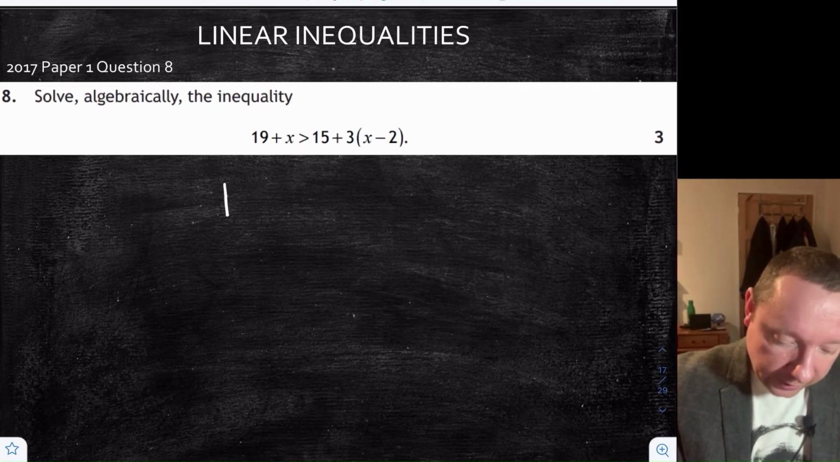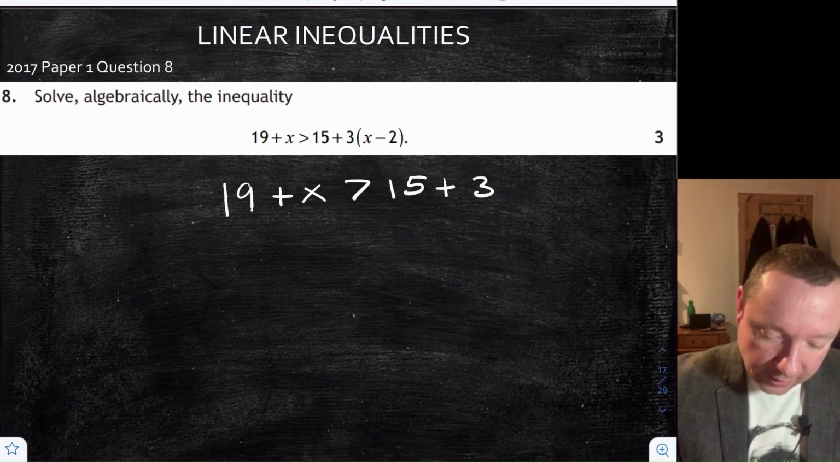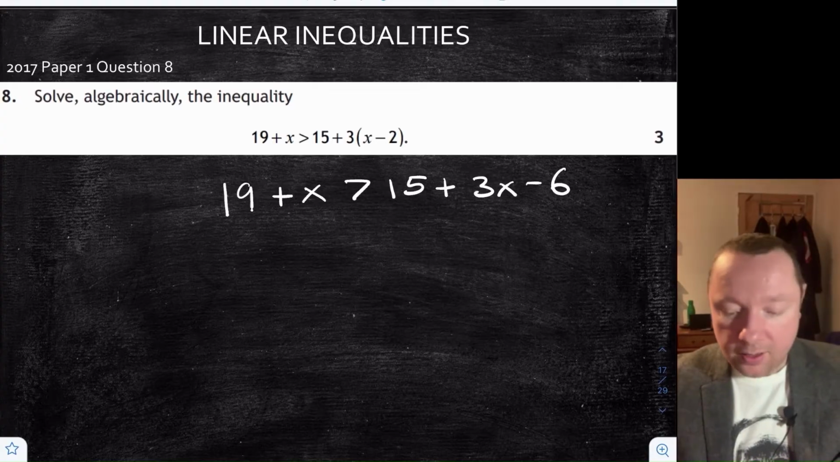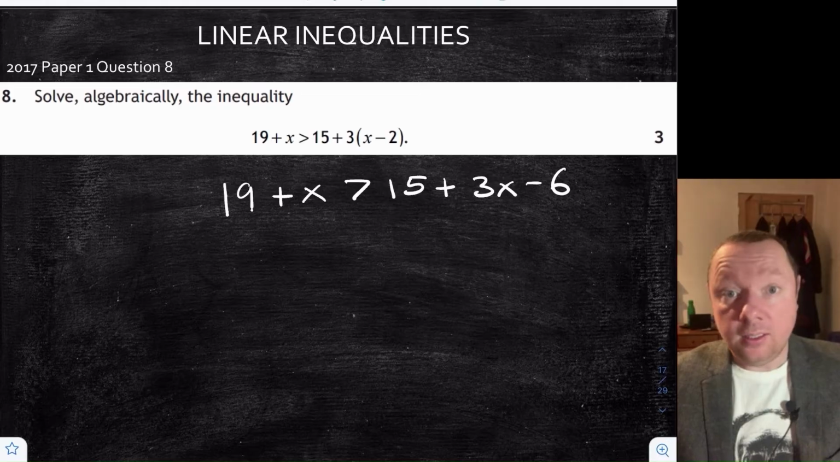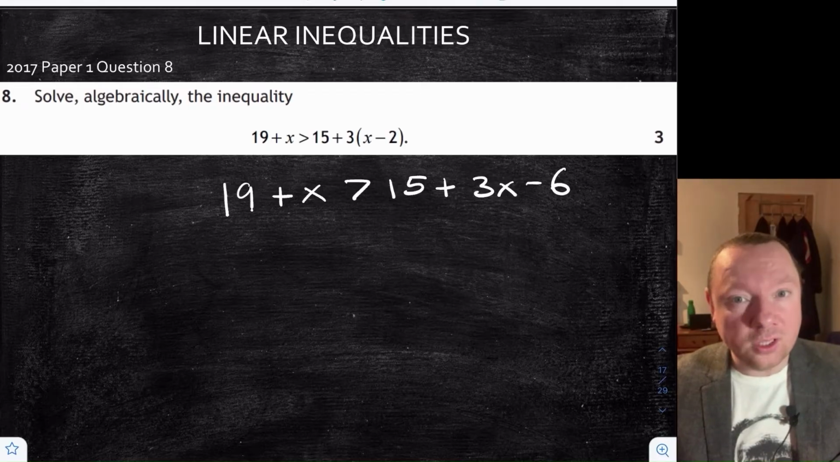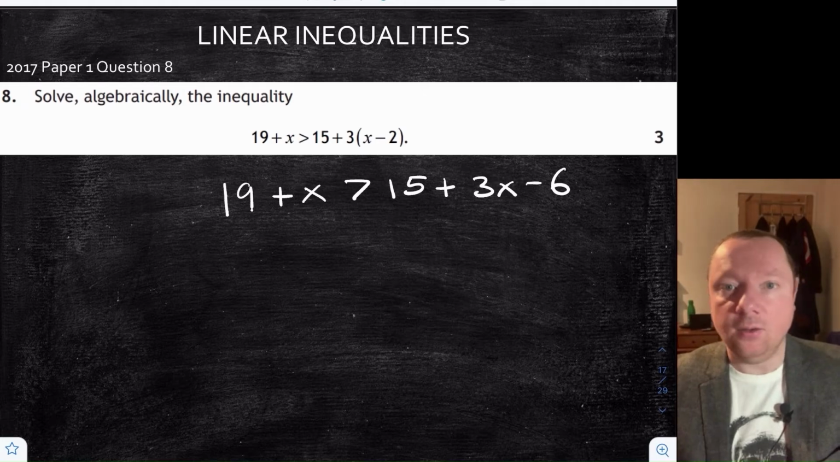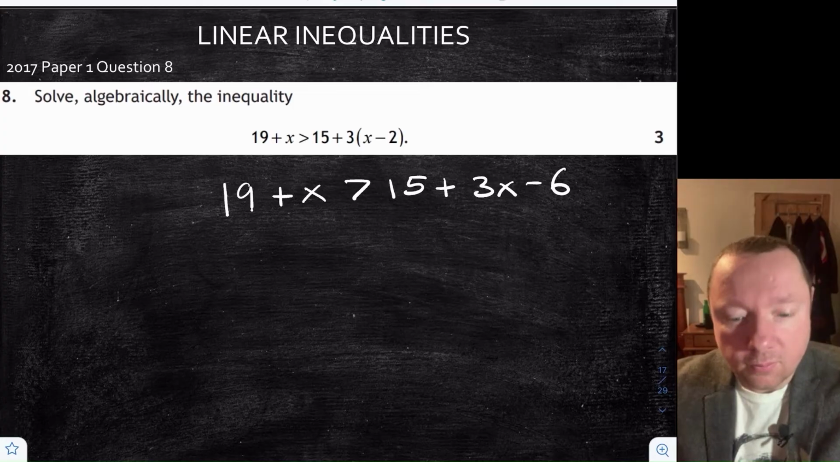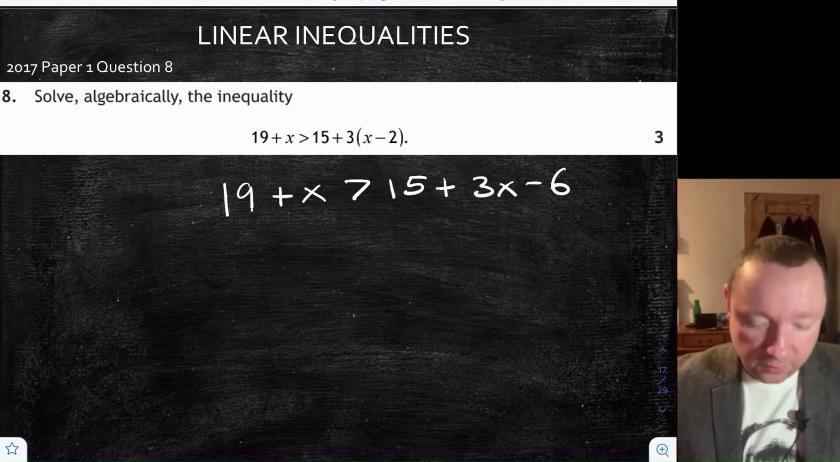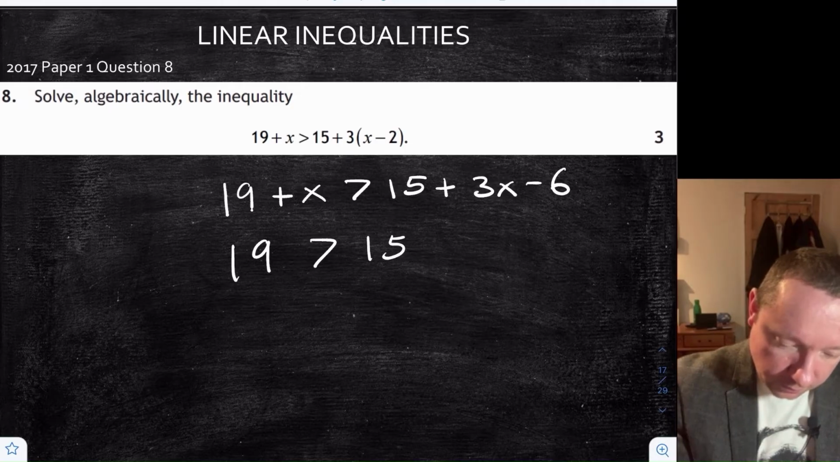So we've got 19 plus x is greater than 15. Multiplying out the brackets, we get 3x take away 6. Now, with inequalities, it's always best to leave your x's positive. It doesn't really matter which side, but if you ever get a negative x, then you have to flip the sign, which you don't want to do. So the smallest x's is on the left, so I'll move them to the right.